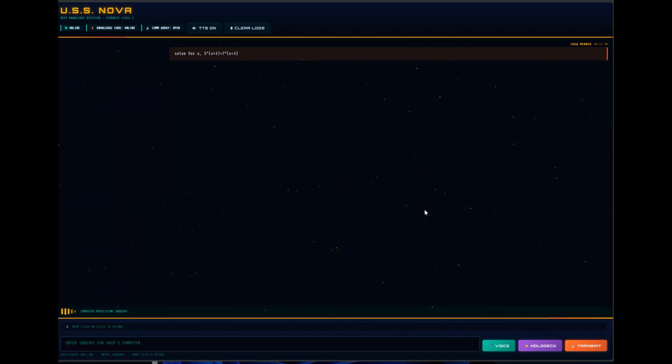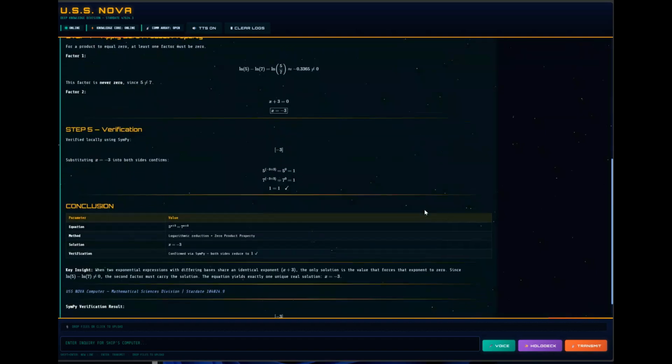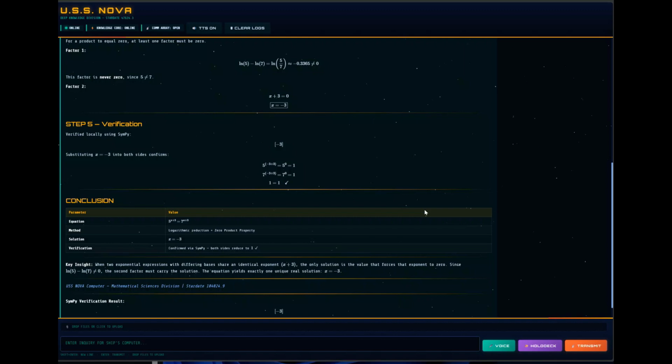Oh, this is the Star Trek style computer, by the way, so it'll give us the star date, no doubt. USS Nova Mathematical Analysis Stardate 104,024.9 Saturday, April 11th, 2026.